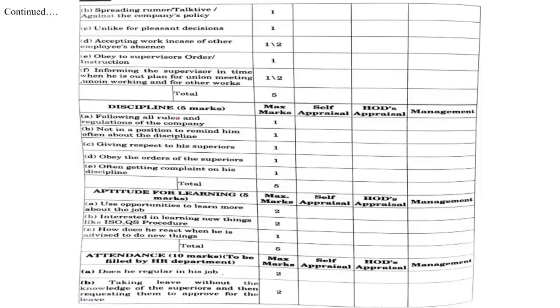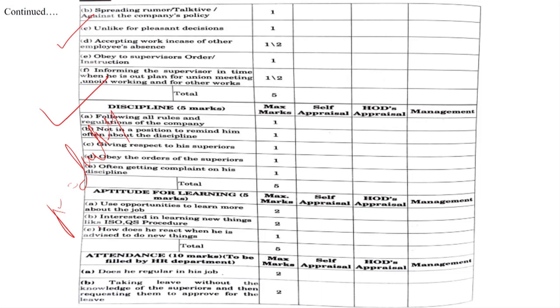Then spreading rumors, or accepting work in case of other employees' absence. How willing you are to accept, whether you are helpful or not. These are the things which can also give you good points. Obeying superior orders or instructions: how frequently you have been obeying his or her instructions. Then look at this, it's all related to the discipline part. Follow the rules and regulations, not in a position to remind him often about the discipline. If a person himself is very disciplined, then definitely it would get reflected in his productivity. Please understand, and if it is not, then it will get reflected in poor productivity.